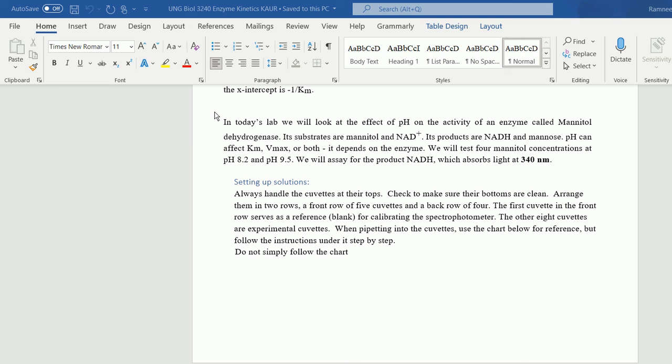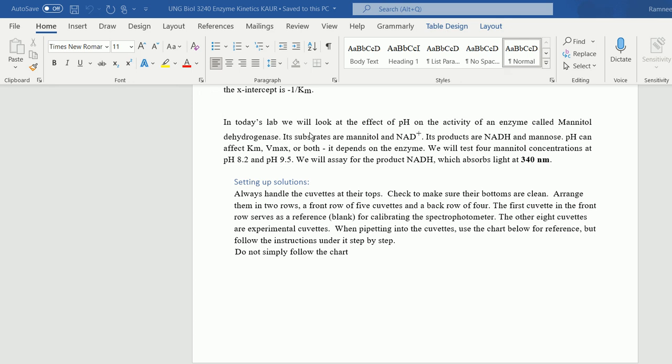In today's lab, we will look at the effect of pH on the activity of the enzyme called mannitol dehydrogenase. So we are actually going to study two things: the effect of substrate concentration as well as the effect of pH on the activity of the enzyme. That's our enzyme, and the substrates are mannitol and NAD+. The products will be NADH and mannose.